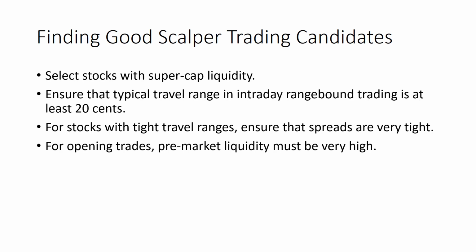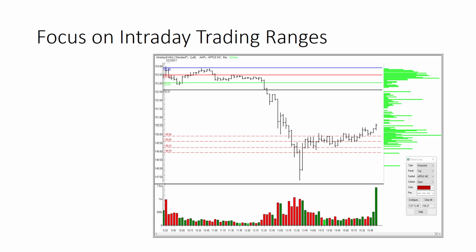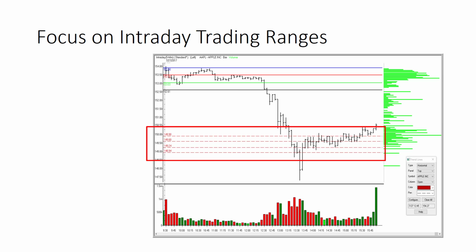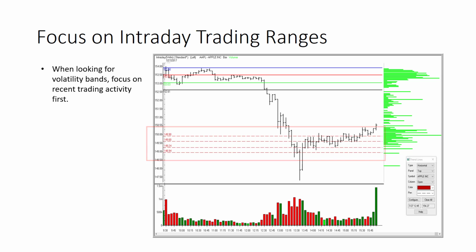For opening trades, if you're going to trade these right off the opening bell, then I would suggest monitoring the pre-market trading activity in order to get a good feel for where the stock is going to open in relation to the parameters that you've set up. So here is a good example of how I put these things together. You see here that this is Apple. This is on a setup day, so I'm drawing my lines. I'm drawing my volatility bands, figuring out where the ranges are that Apple trades.